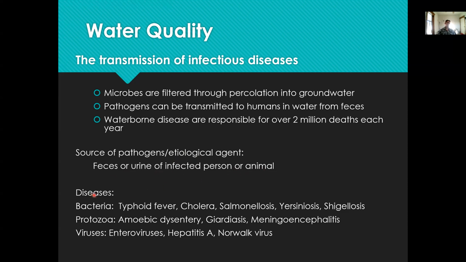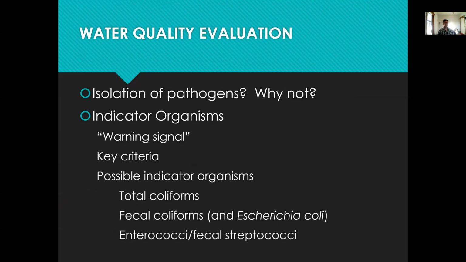Diseases here can include bacterial diseases such as typhoid fever, cholera, which we have discussed a little bit, salmonellosis, and shigellosis. With protozoa, you can find amoebic dysentery, giardiasis, and encephalitis. With viruses, there are enteroviruses, hepatitis A, and Norwalk virus. So there are quite a few microbes that we have to be aware of when we are talking about bacterial water quality and biological water quality.